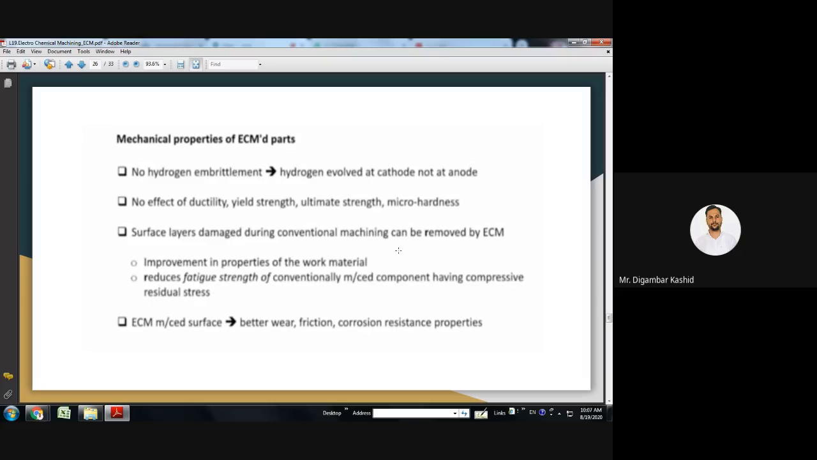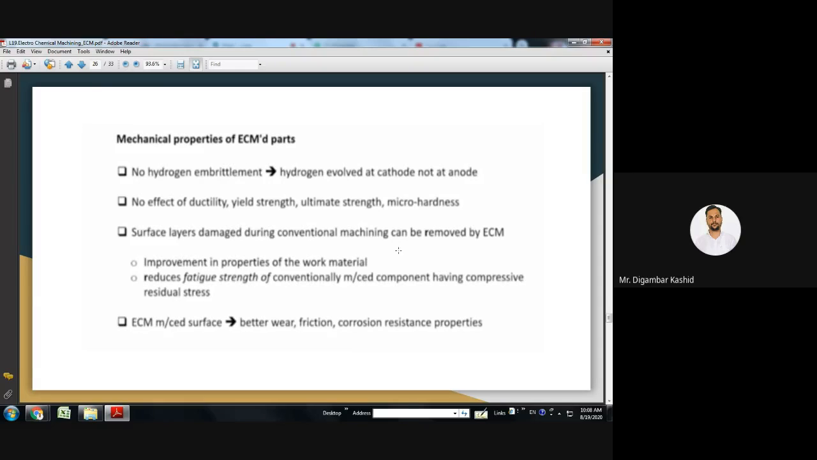If by machining using this process any mechanical property of the component changes, then this is very problematic. So we should know whether this process affects the mechanical properties of the component or not. That we have to learn, so for that purpose this point is included. This is important for accepting the process in different industries.